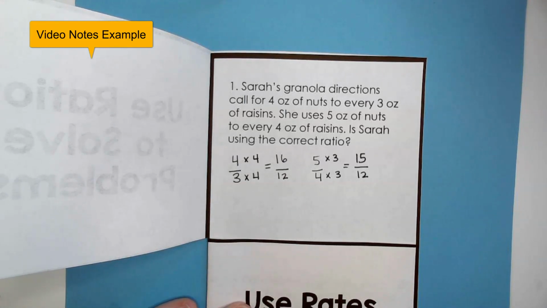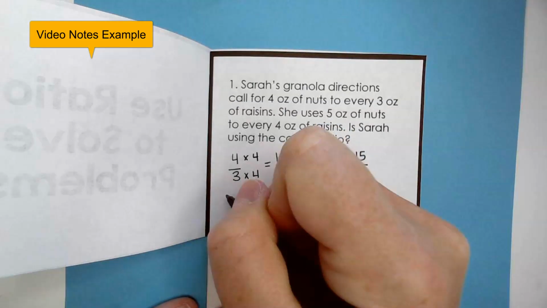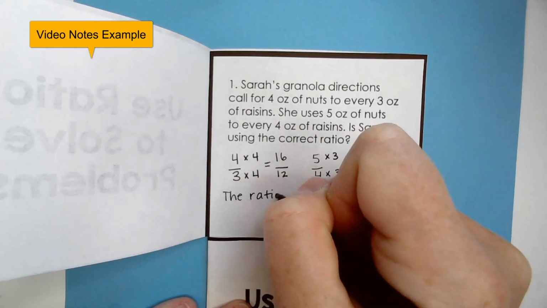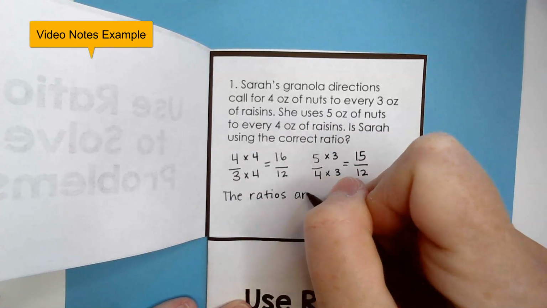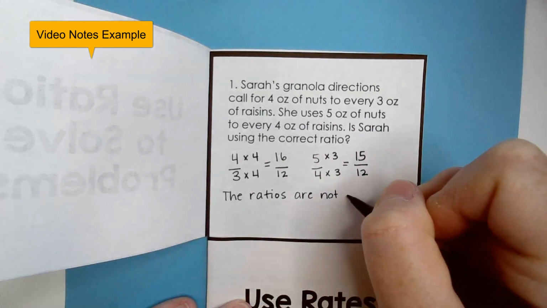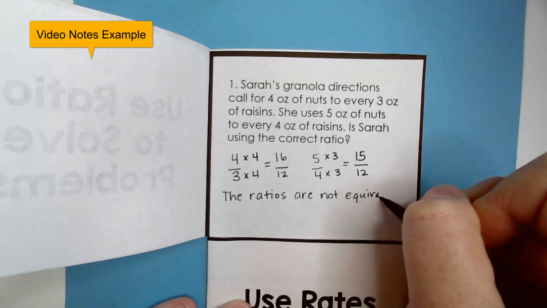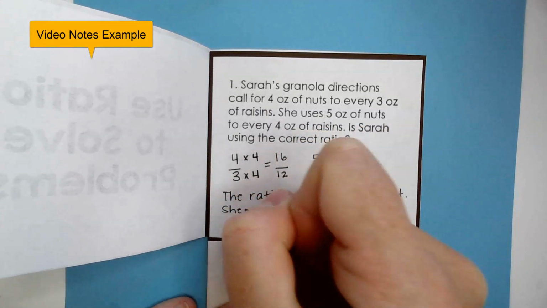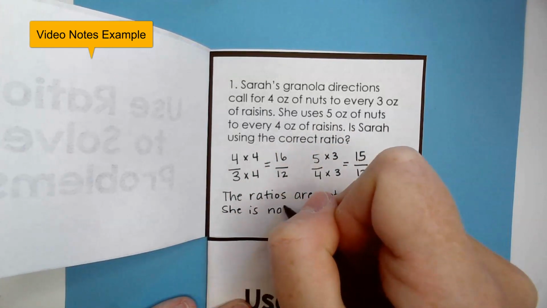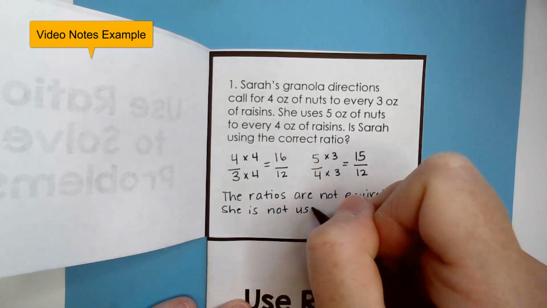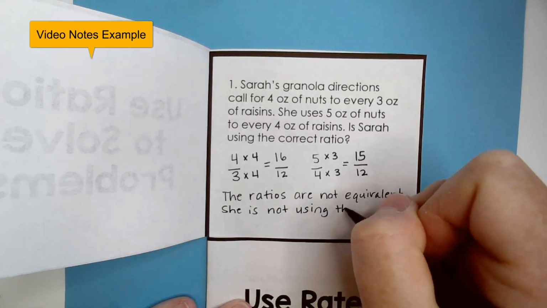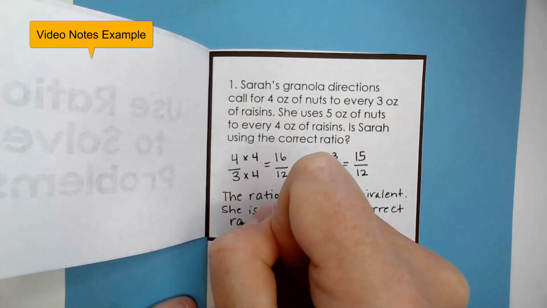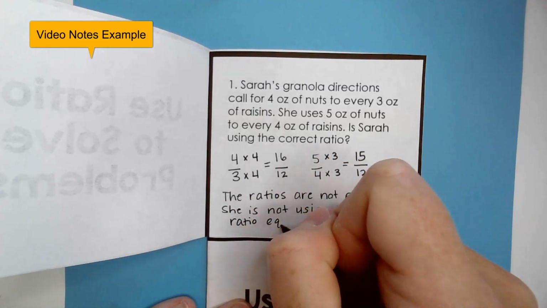So we're going to write the sentence. The ratios are not equivalent. She is not using the correct ratio equivalent.